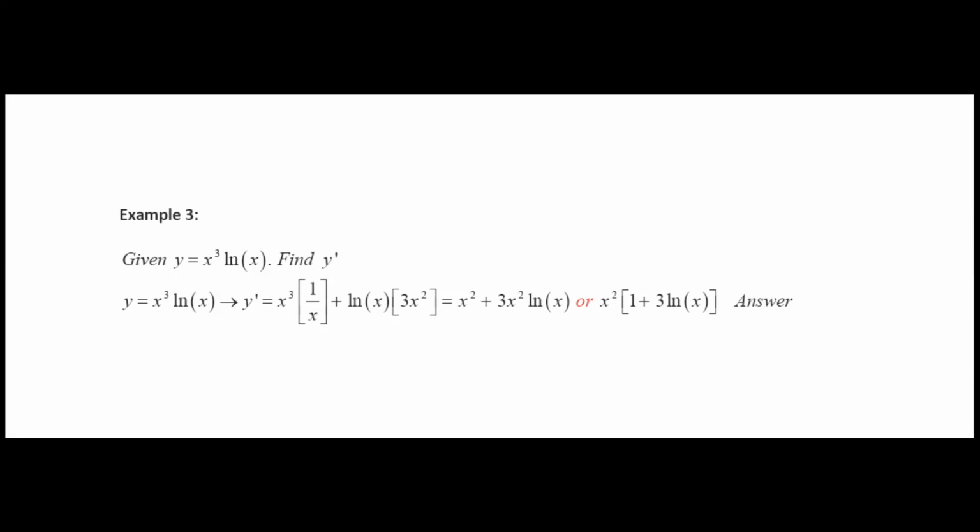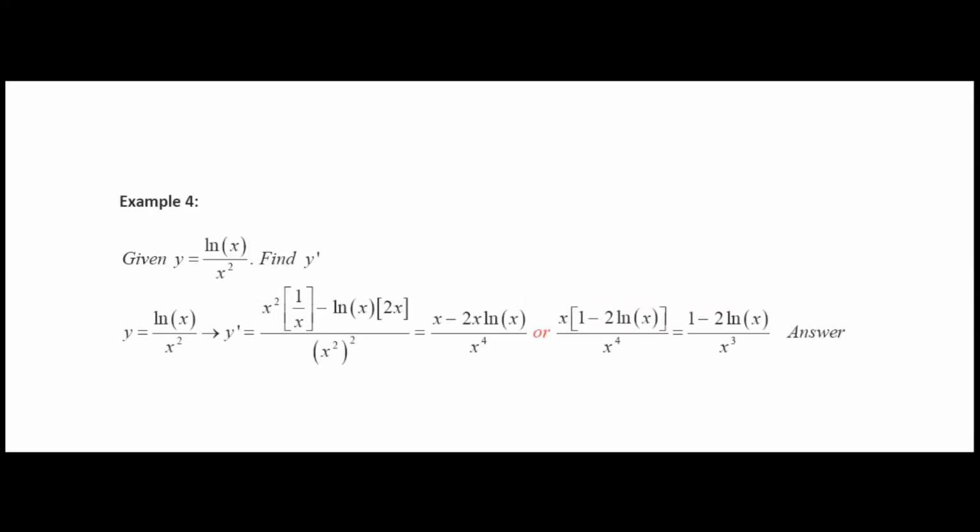Y equals x cubed ln of x. Find y prime. This is a product, so we're going to use the product rule, which is going to be the first, x cubed, times the derivative of ln of x. Well, the derivative is 1 over x, plus the second, ln of x times the derivative of x cubed, which is 3x squared. This x cancels into one of these, leaving us x squared. And let's put the 3x squared out front. And there's our answer. Or we can factor an x squared, and that's a good answer. So that's a review of the product rule at the same time using our new tool.